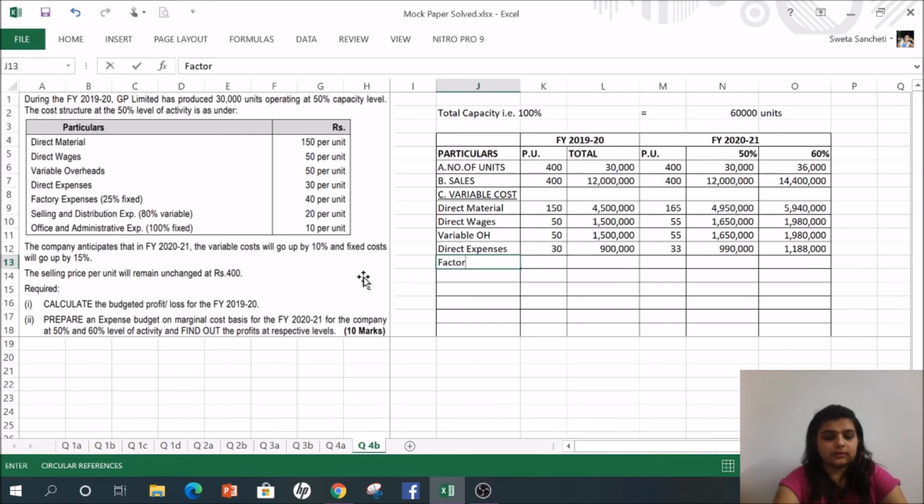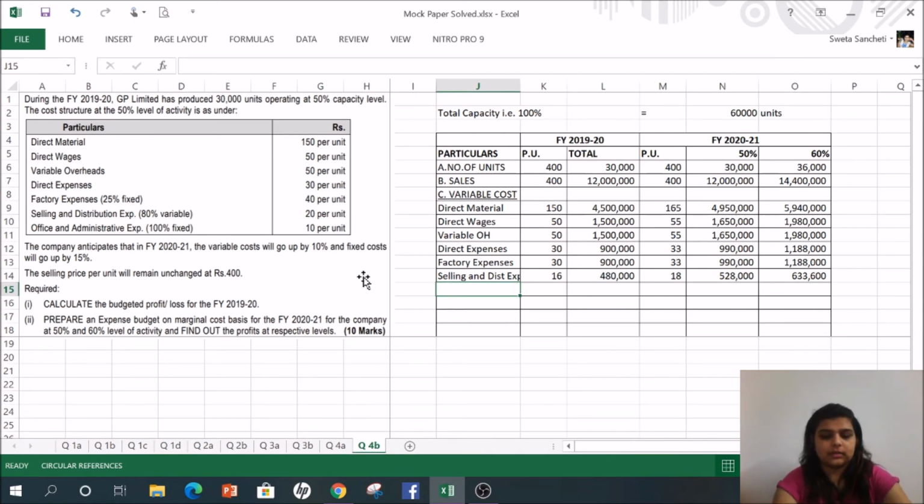Next is factory expenses. 25% is fixed, so that means 75% of 40 is variable. 40 into 75%, that means 30 is variable. It will increase in this manner. Coming to selling and distribution overheads expenses, that would be 80% variable, so 20 into 80%, that is 16 rupees. Auto calculated, number of units increases by 10% and with the number of units. Office and admin, they are saying it is 100% fixed.